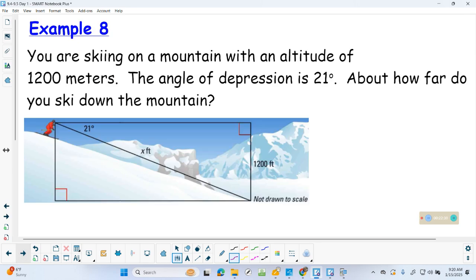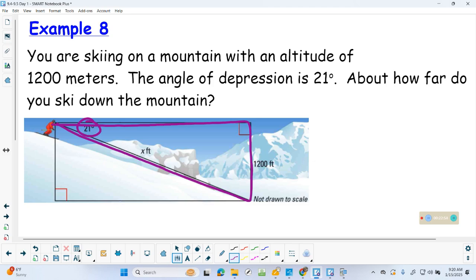So here we go. The picture's drawn. We don't have to do anything fancy really. You are skiing on a mountain with an altitude, a height of 1,200 feet. The angle of depression is 21 degrees. About how far do you ski down the mountain? So they have everything labeled for you. I'm just really going to kind of focus in on this right triangle here that has all the numbers on it.